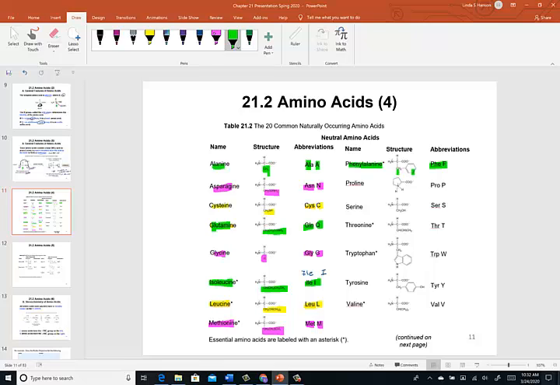Now this next one is very unique. Proline. Here is the alpha carbon, and the entire structural unit here of the R group is a cyclic structure. That's very unique.